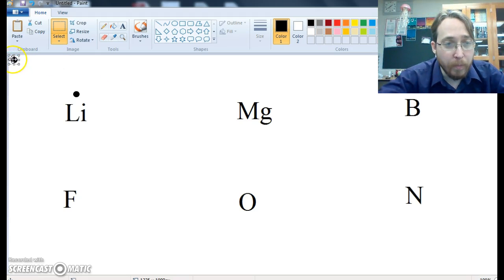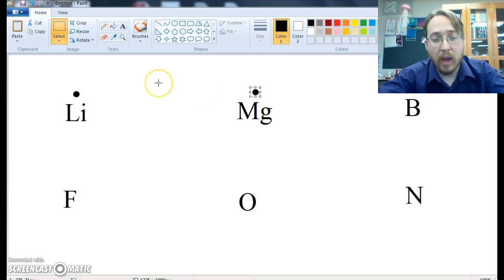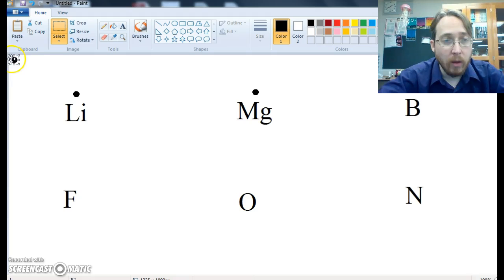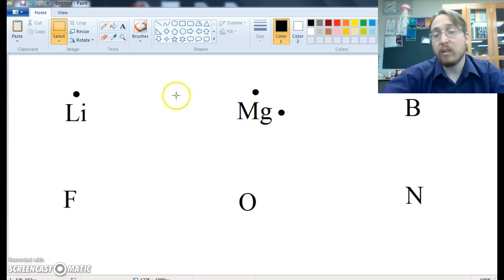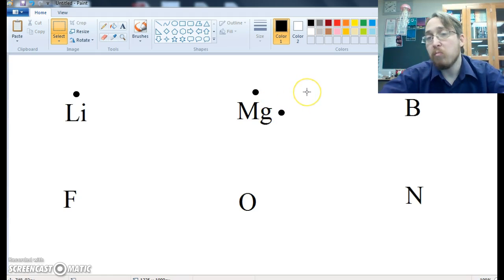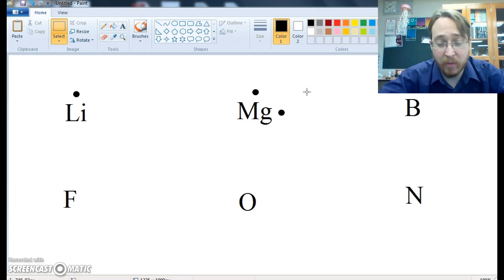There are some rules for when you place multiple electrons. We tend to start at the top, and then you fill the sides, but you avoid doubling up if you can. Since we can put one on the top and one on the side, we're fine. We don't have to double up to fill in two.